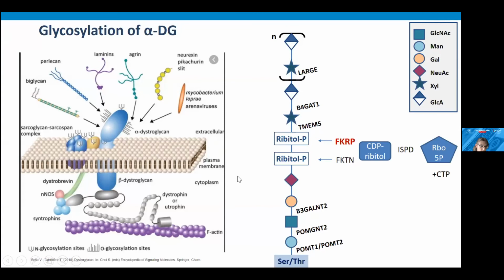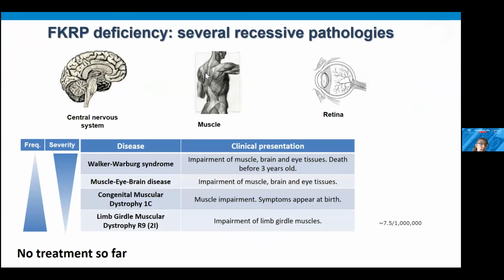Okay, we'll skip this one because of the time. And just to tell you that the genetic deficiency in FKRP can affect different tissues: the brain, the muscle, and the retina. This leads to a number of diseases that are indicated here, where the most severe is Walker-Warburg syndrome, which is very severe but not frequent, and the most frequent but less severe is LGMD. For none of these diseases is there a treatment so far. So we wanted to develop a gene therapy product for them.